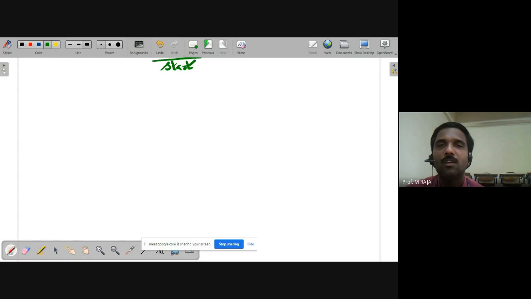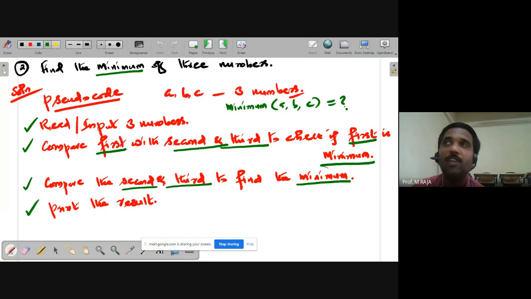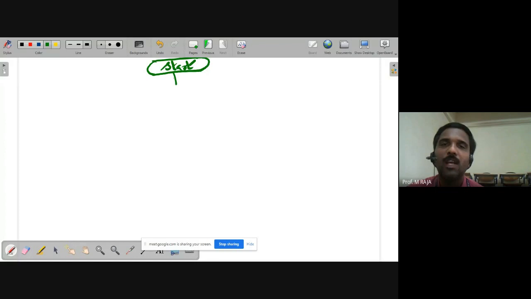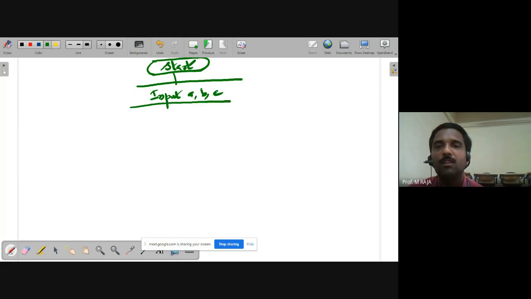First, we need to start. This is written in the oval symbol. Then we need to get three numbers. We try to read three numbers A, B, C. Here I write input A, B, C. Input is written in the parallelogram symbol. Start flow is written.